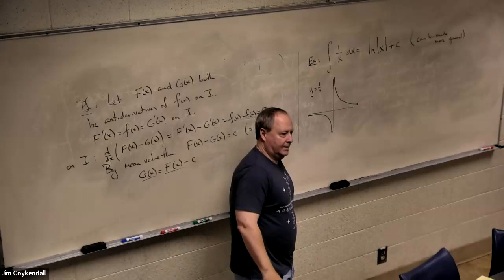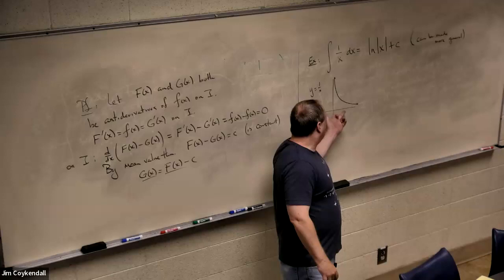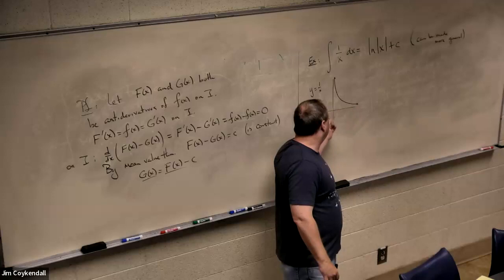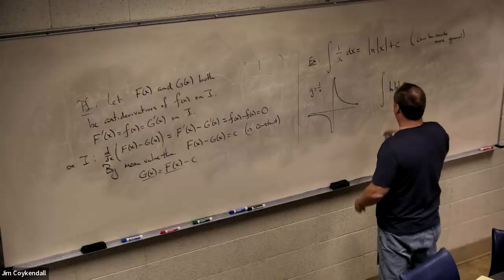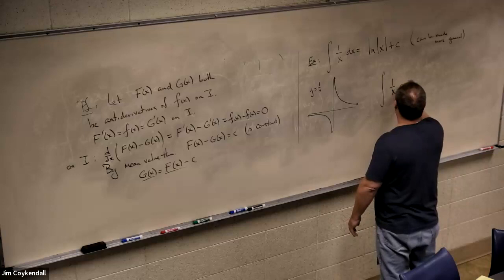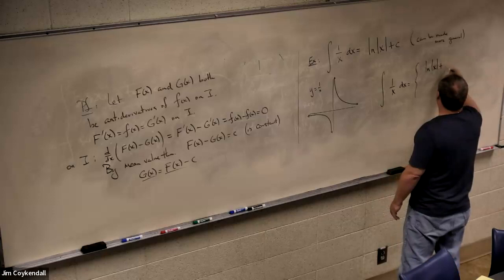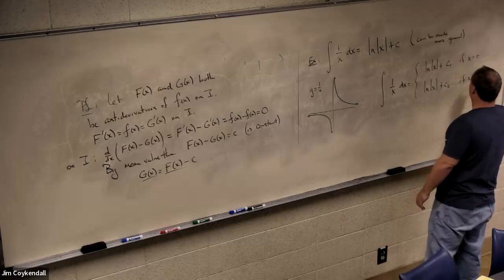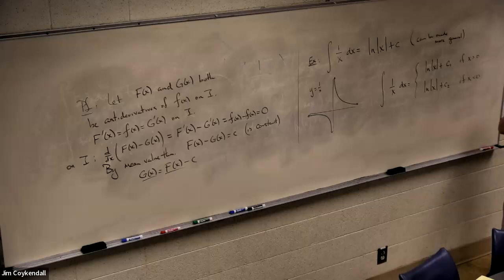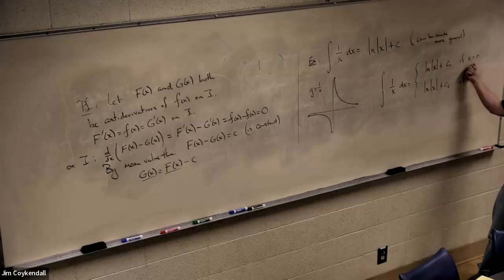Where is 1 over x defined? Everywhere except 0. So if you have an interval containing 0, the most general antiderivative of this is log x on this side plus c, and log x on this side. But if you look holistically at everything, I can do it a little bit more generally. This is natural log of the absolute value of x, and I can use one constant on the right side of 0 and another constant on the left side of 0.